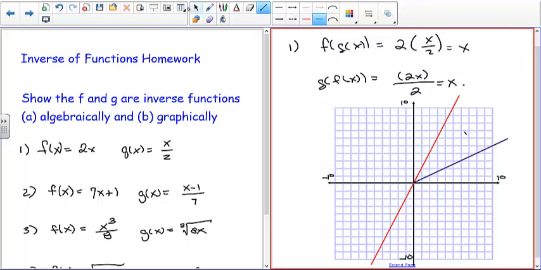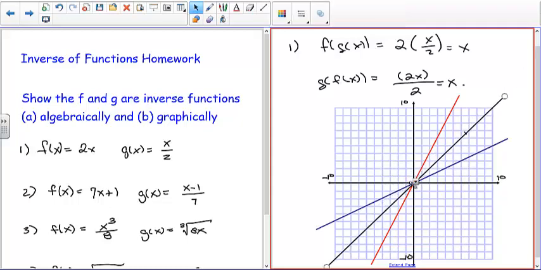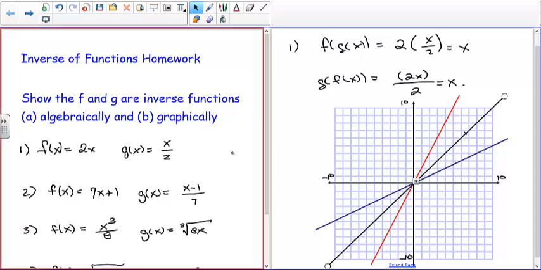And then we can extend that to the other side like that. And remember, the third thing we do is a diagonal line, y equals x, and those two should be symmetric around that line, which they are. So that's how you prove that graphically.